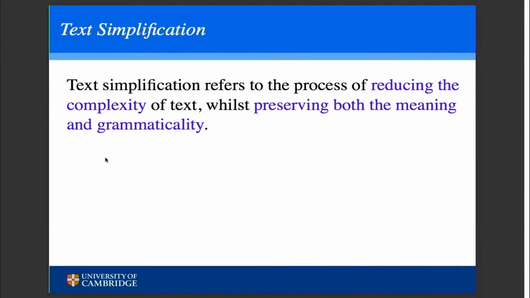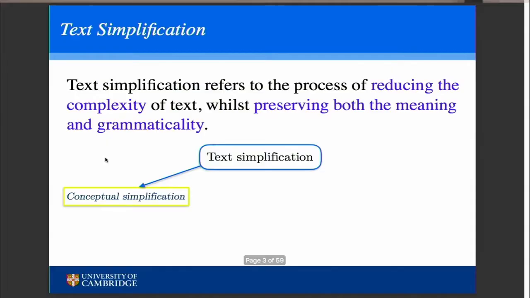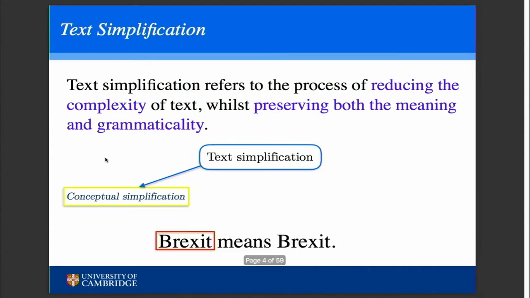And there are a wide variety of processes you can apply to text in order to simplify it. Broadly speaking, these group into three different categories. So the first category is conceptual simplification. And this is where you would aim to actually simplify concepts within a piece of text. So an example might be if you saw the sentence, Brexit means Brexit.